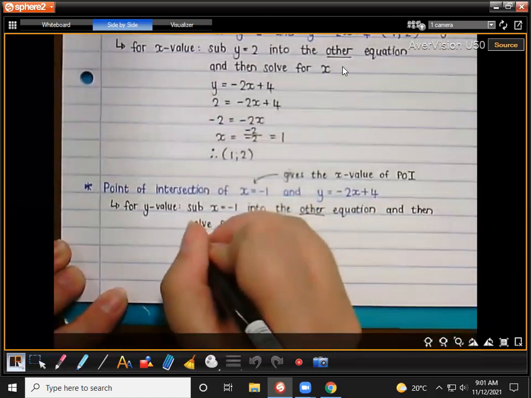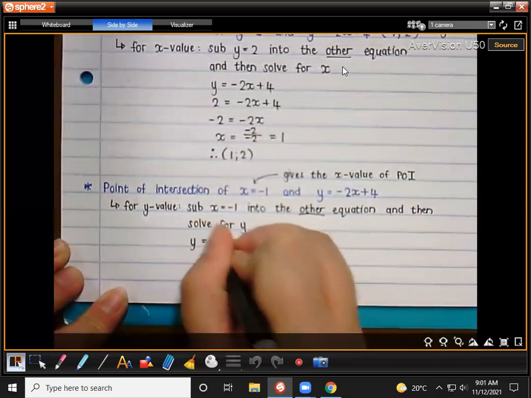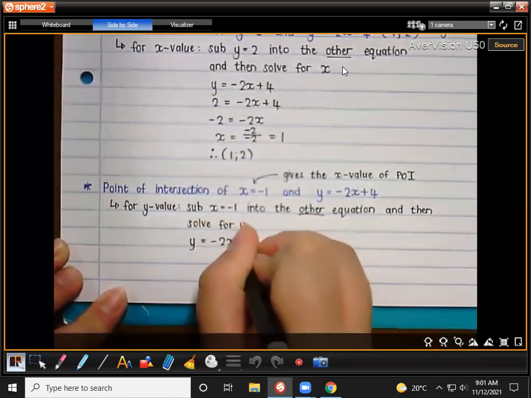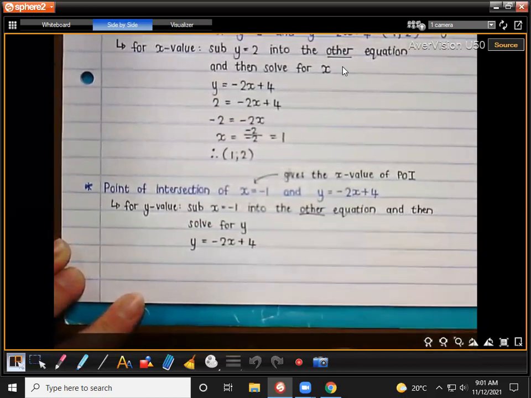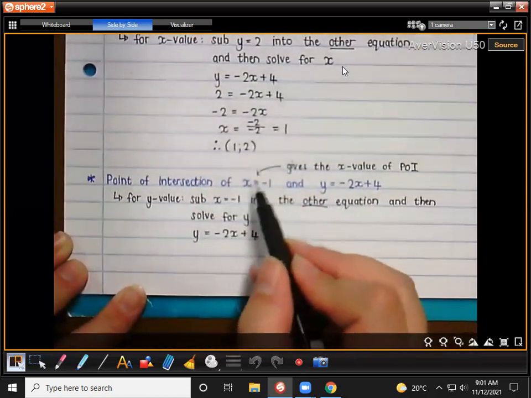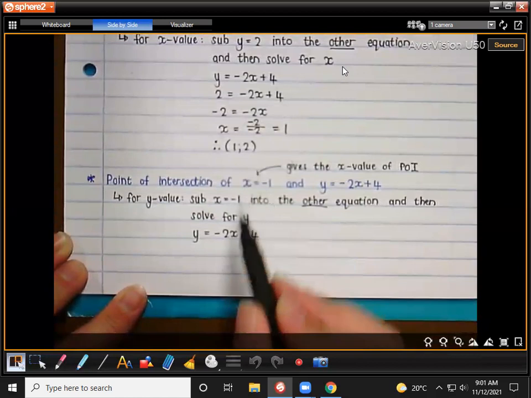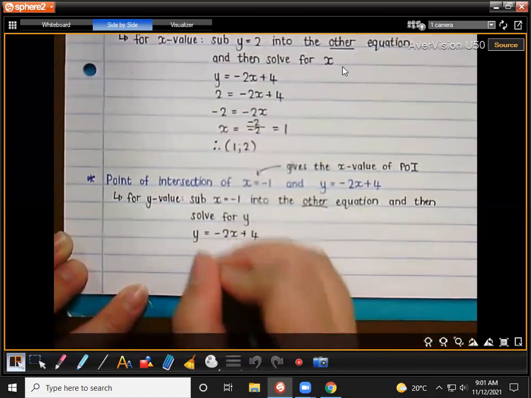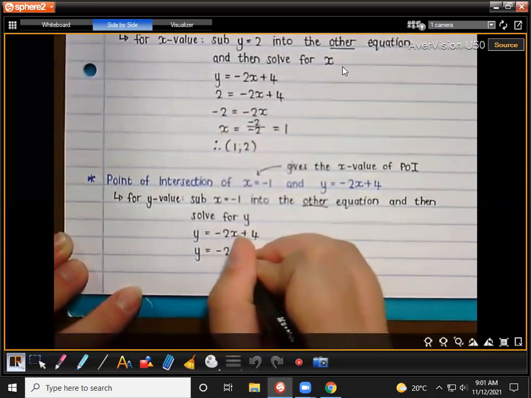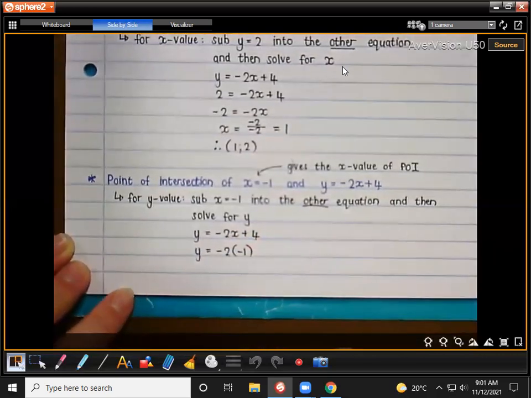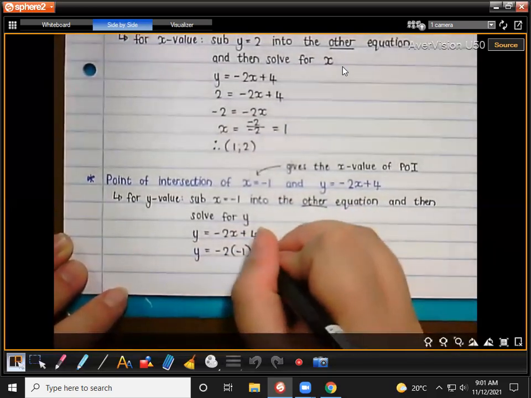So we remember that the other equation is y equals -2x plus 4. It was given in the question, right? Now we're going to make x be equal to -1. So y is equal to -2 times x, but x is now -1, plus 4.